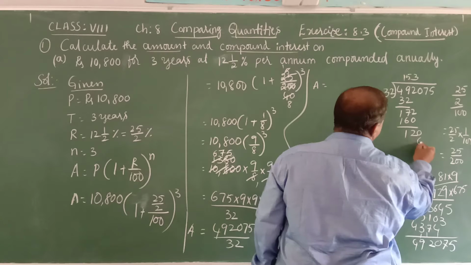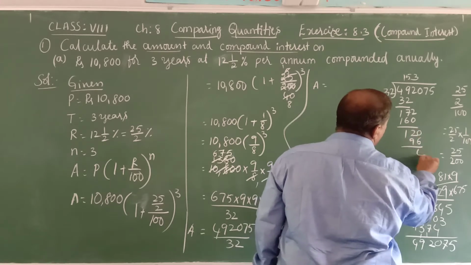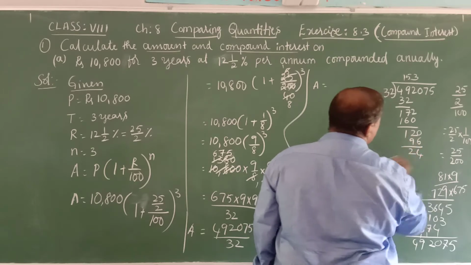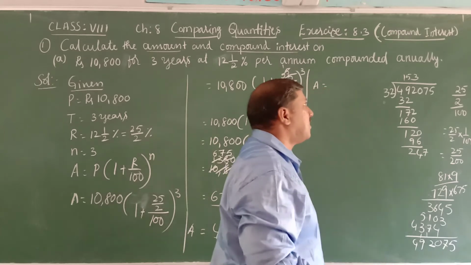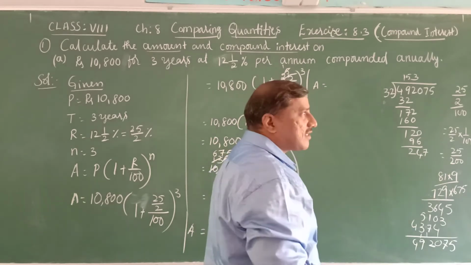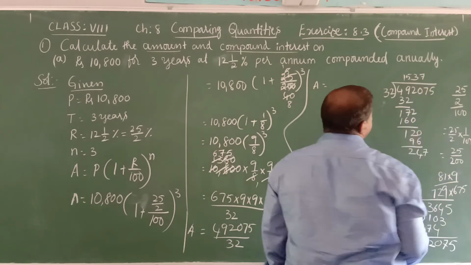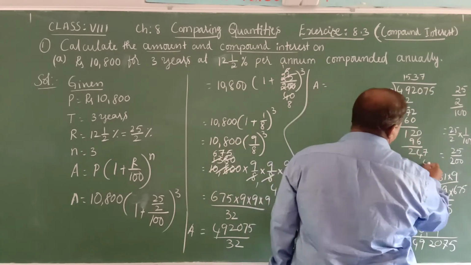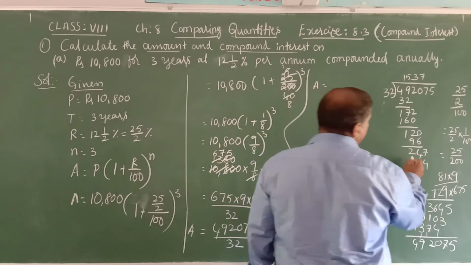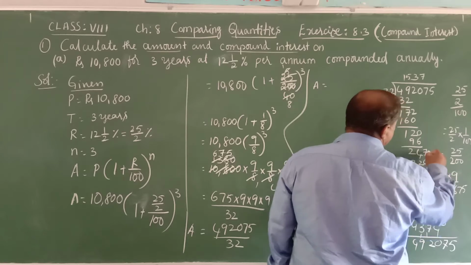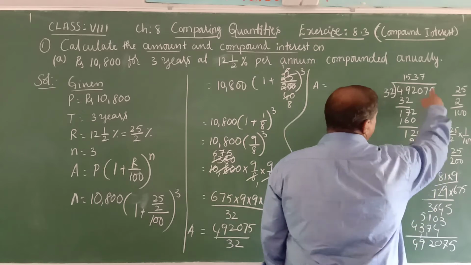3 twos are 6, 3 threes are 9. Then subtract 10 minus 6 it is 4, 11 minus 9 it is 2, 24. Then bring down 7, 247. So 8 threes are 24, 8 twos are 16, we get 256, which is much greater. Therefore it will go with 7. 7 twos are 14, 1 is there, 7 threes are 21, 21 plus 1, 22. Now subtract 7 minus 4, it is 3, 4 minus 2 it is 2, 23. Then bring down 5.